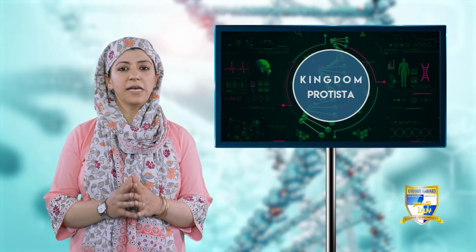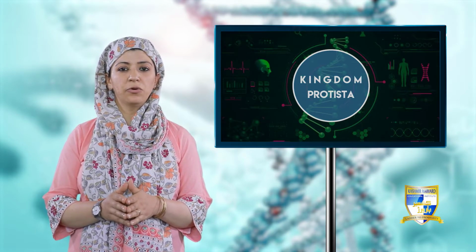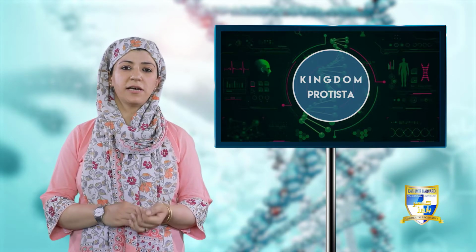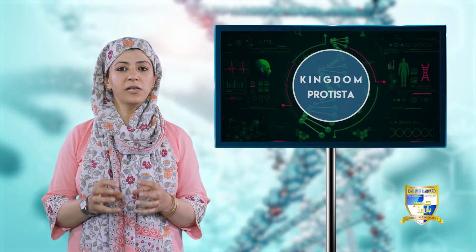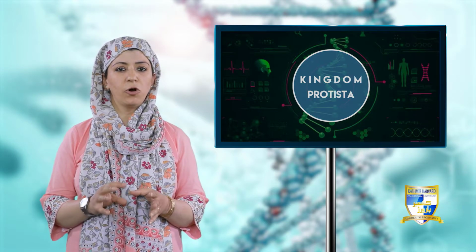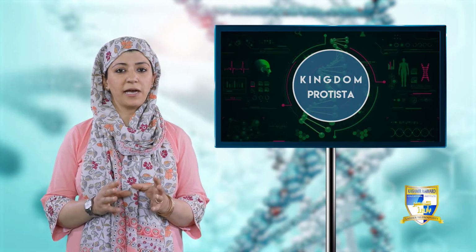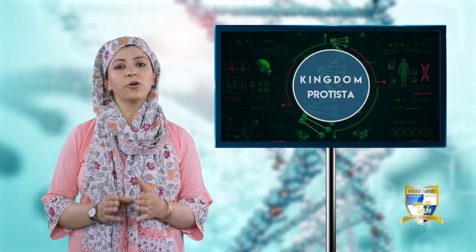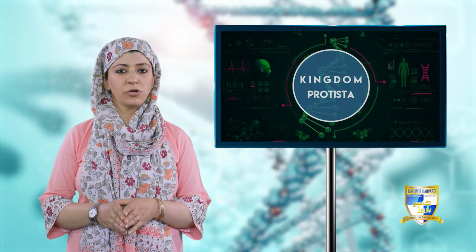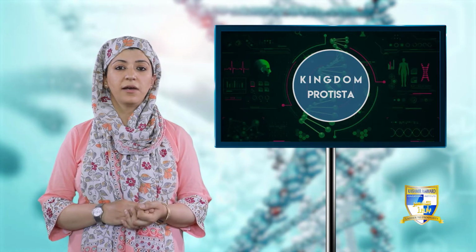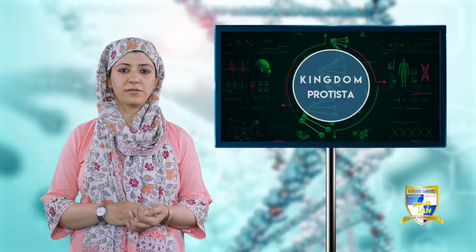Kingdom Protista was given by Haeckel. All the unicellular organisms kept there are eukaryotic organisms, that means those organisms which have a true nucleus and also membrane bound organelles. So let's discuss the Protists.